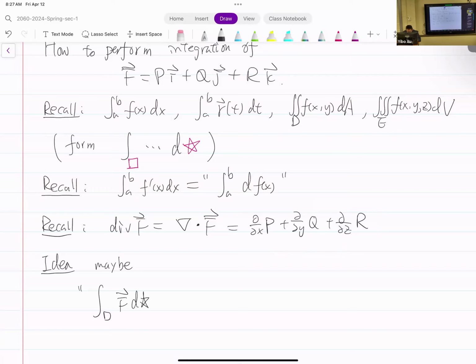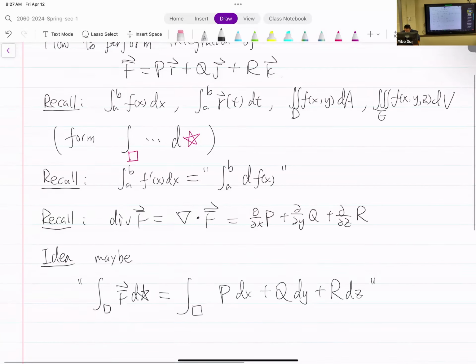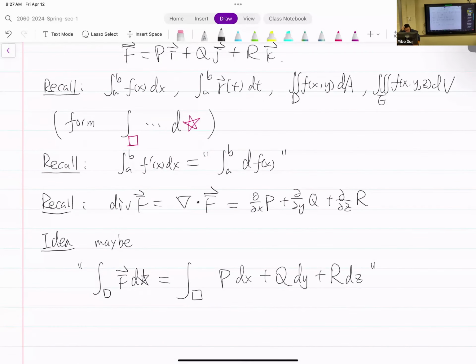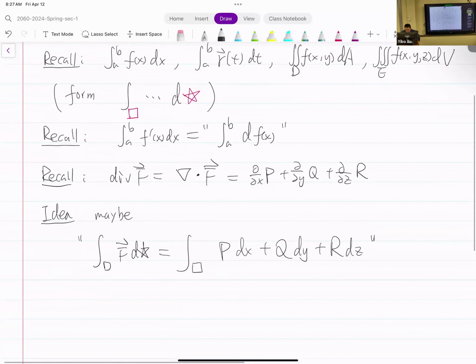So when you're doing the integral, you possibly think, okay, we probably can do a similar thing. So we integrate component-wise. Every component P, Q, R, we're just going to integrate in terms of x, y, z, respectively. In terms of the notation, this is a component-wise integral.